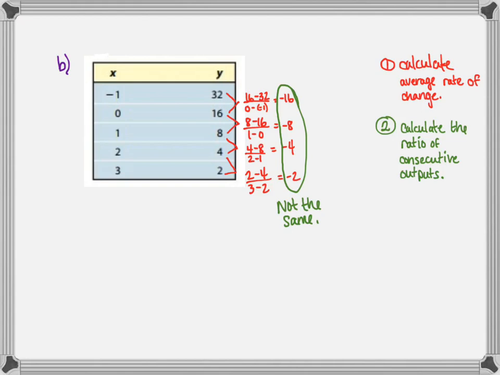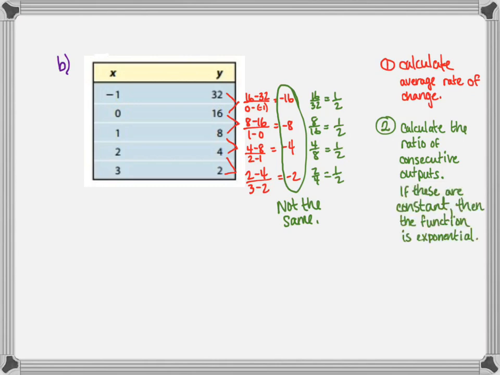Okay, next, calculate the ratio of consecutive outputs. So if I look at my y values, 16 over 32, that's 1/2. Looking at the ratio of the third y to the second y, 8 over 16, it's also 1/2. 4 over 8 is 1/2. 2 over 4 is also 1/2. If the ratio of the consecutive outputs are the same, then the function is exponential.